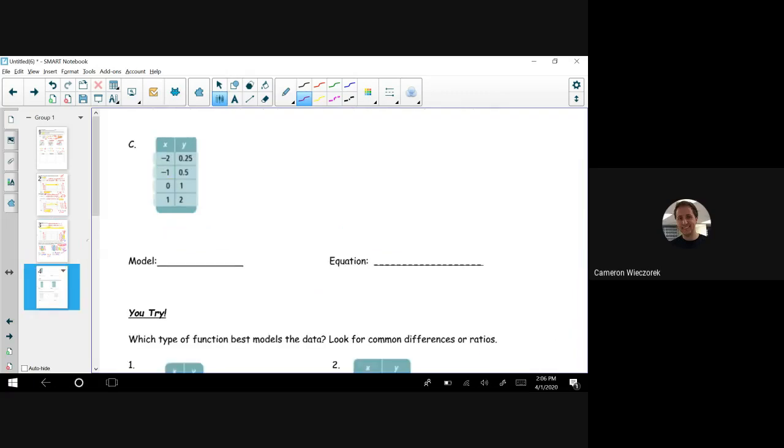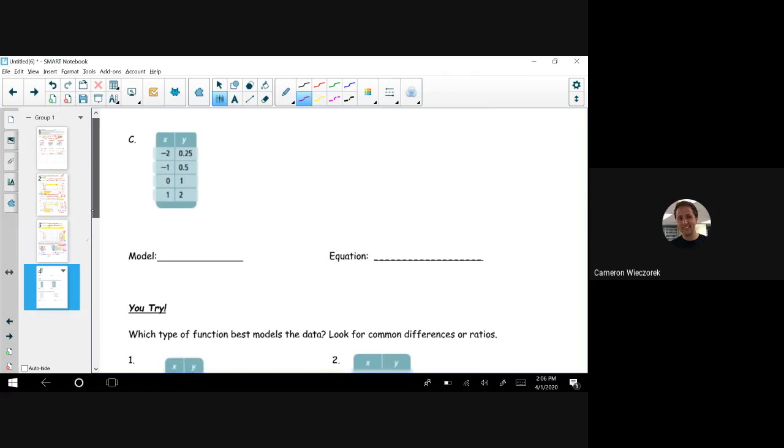Okay. Last table we'll take a look at. In part C, you have -2, -1, 0, and 1 for x. We have some decimals, so the calculator trick might be a little bit useful in order to see what's being multiplied or divided by. We'll see. I can tell my x values are growing by 1.